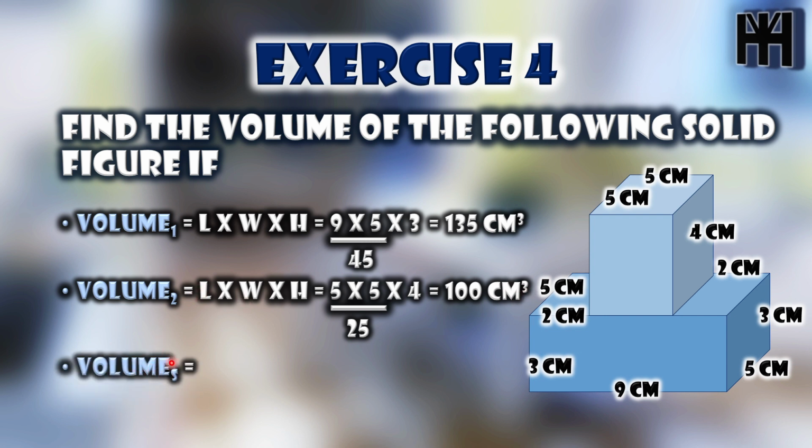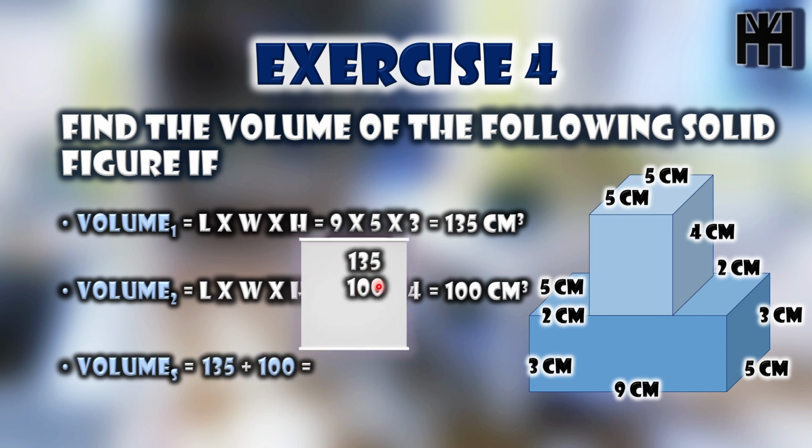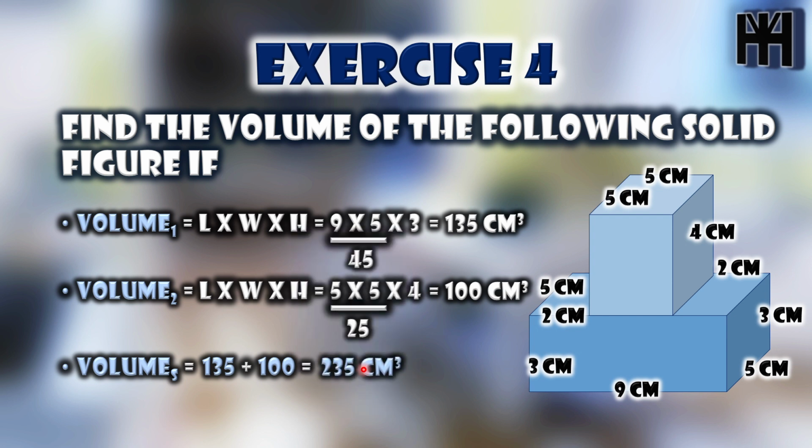Okay, the volume of the solid here will be volume 1 plus volume 2. So it will be 135 plus 100. So 5 plus 0 is 5. 3 plus 0 is 3. 1 plus 1 is 2. So it's 235 centimeter cube.